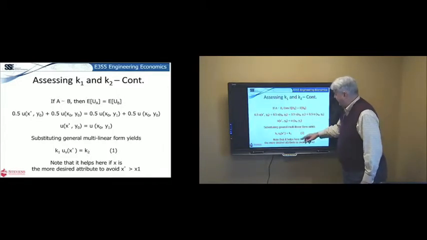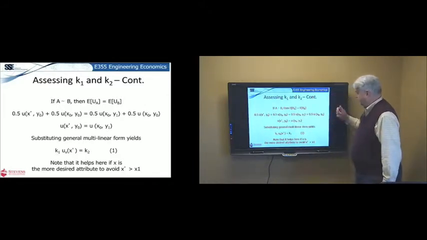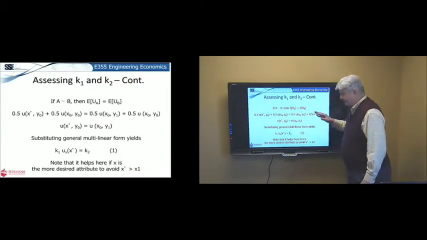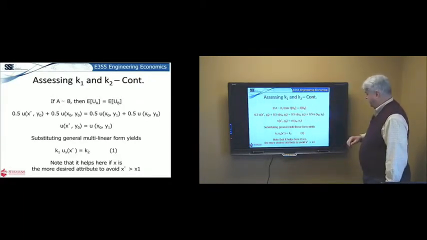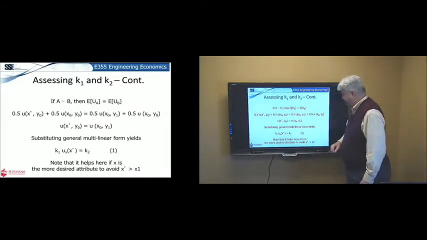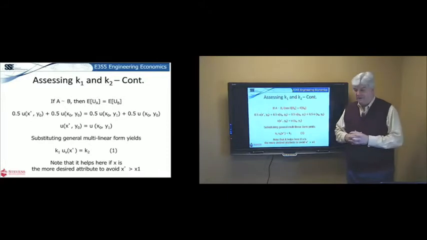And the 0.5s drop out, and so we get this function right here, that the utility of x prime is equal to the utility of y1, if you will. So if we substitute in our general multilinear form that we had earlier, we get one equation, K1 ux equals K2. So now we have one equation with two unknowns. So we're going to need another equation.